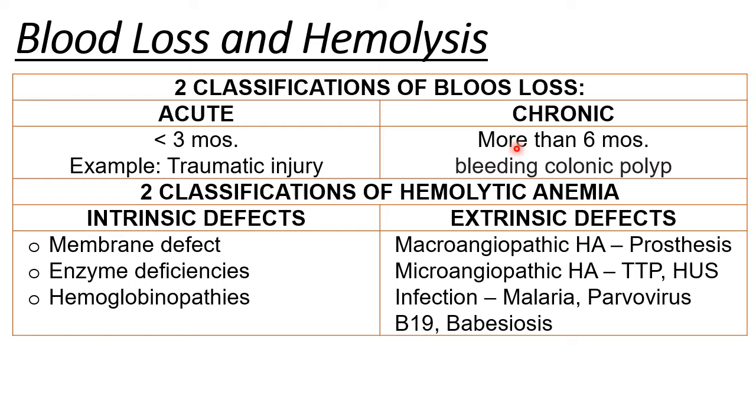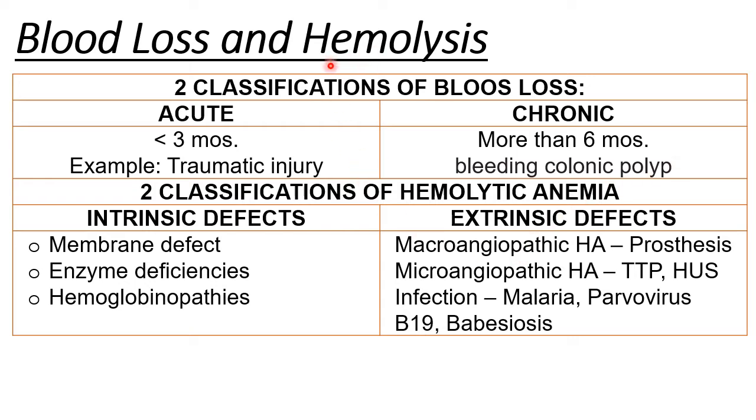Ano yung mga condition na pwede natin i-classify under chronic blood loss? Yung mga nagbi-bleed na colonic polyp from colon cancer, no? Back in AUBF, ano ang test natin para malaman if meron tayong or probably meron kayong bleeding colonic polyp? 'Di ba? Fecal occult blood test, no? FOBT. Ginagamit natin 'yan routinely in fecalysis.